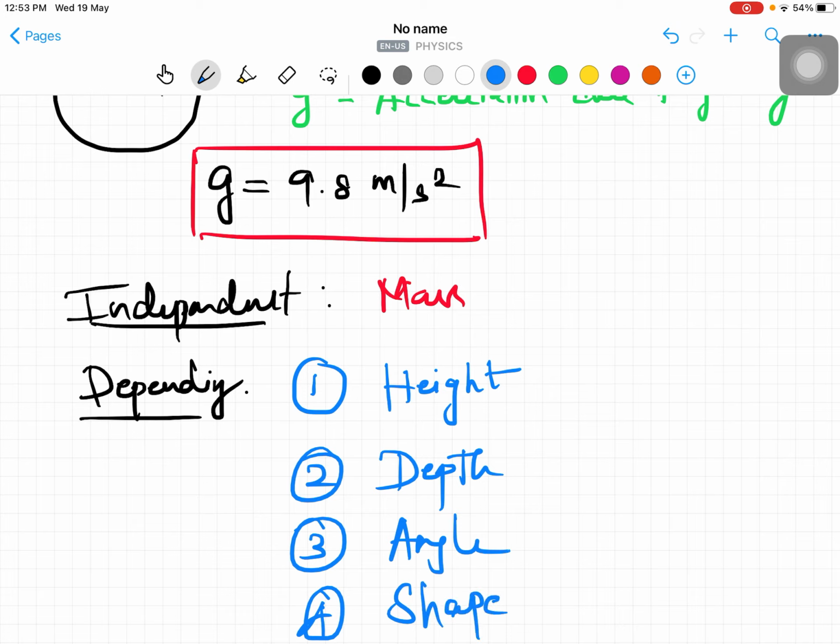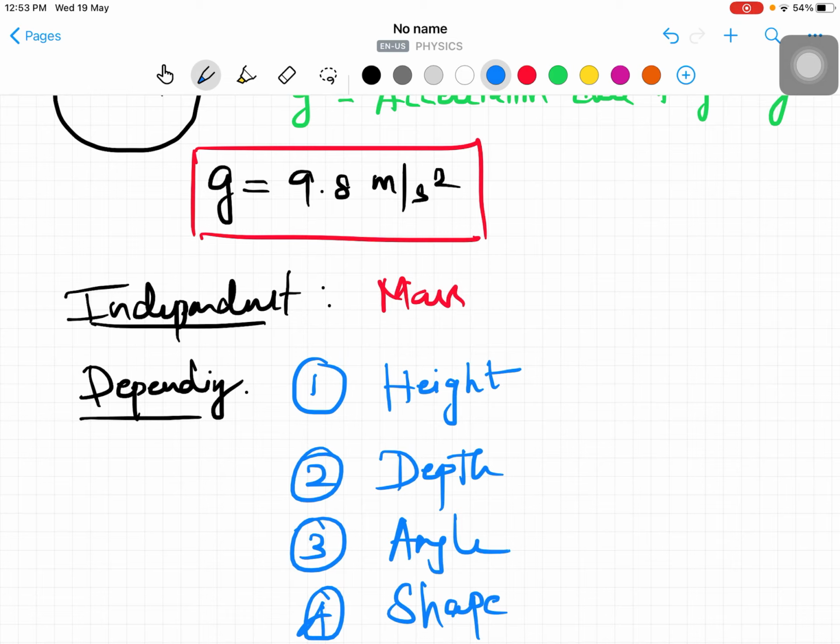So many things are there. These are the depending terms. Based on the effect of height, depth, angle, and shape, the gravity value will be changing, right? So what is the change in value? What is the formula for this? That only we are going to discuss.